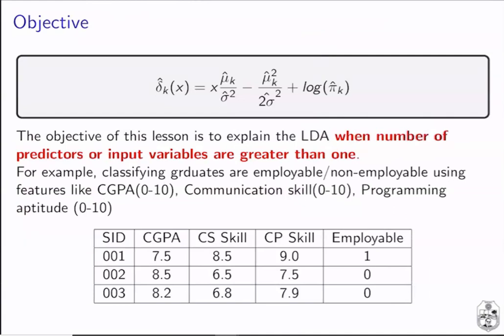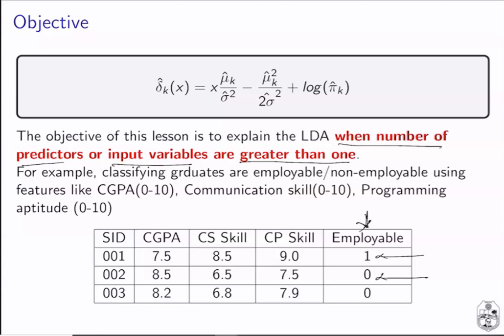Now the objective of this lesson is to explain LDA when the number of predictors or input variables is greater than 1. Let us take one example in which we are going to predict or classify final year students, whether they are employable or not. If the student is employable, then the class label 1 is assigned. If the student is not employable, then the class label 0 is assigned.